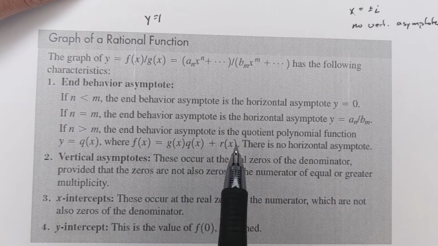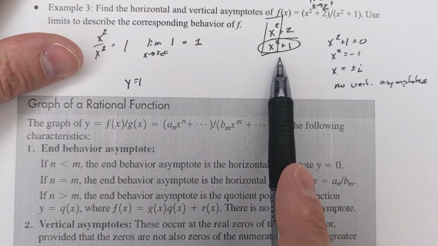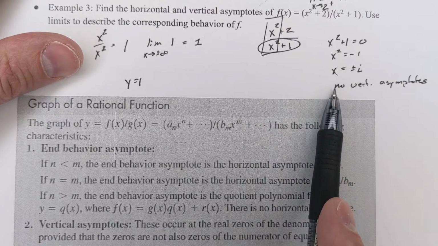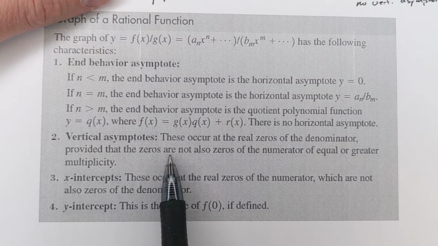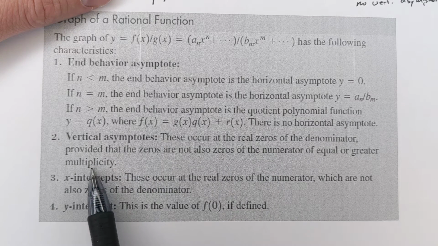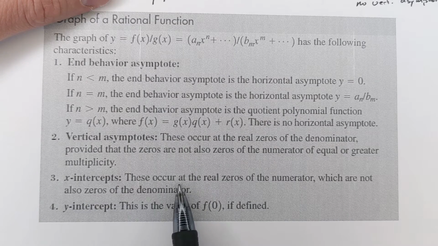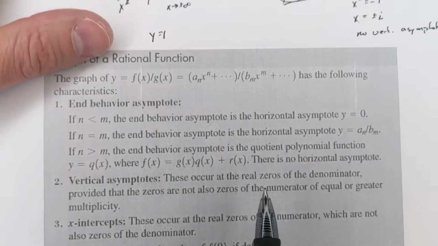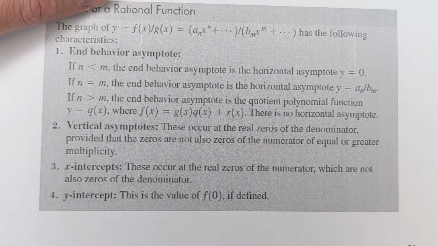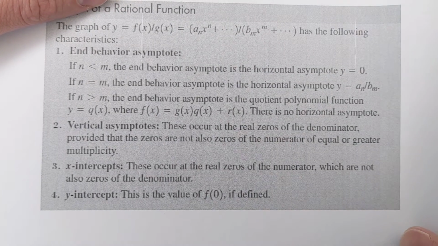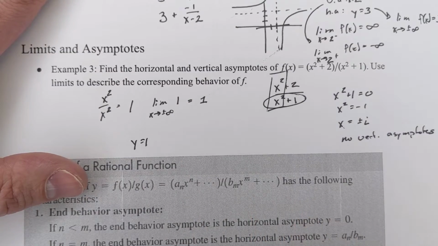The end behavior talks about what the graph does. Vertical asymptotes, these occur at the real zeros of the denominator, so that's actually what I did up here. So I set the denominator equal to 0 and solved, but it's the real zeros, so these are not real. Provided the zeros are also not zeros of the numerator of equal or greater multiplicity. So if they also are a 0 of the numerator, they don't count. X-intercepts, these occur at real zeros of the numerator. So if I set the numerator equal to 0 and solve, that'll tell me where it crosses the x-axis. The y-intercept, this is where you plug 0 in for x and get an answer. So our graph would cross at 2, because if I plugged 0 in for x on top and bottom, this becomes 0 plus 2 over 0 plus 1, which is just 2.